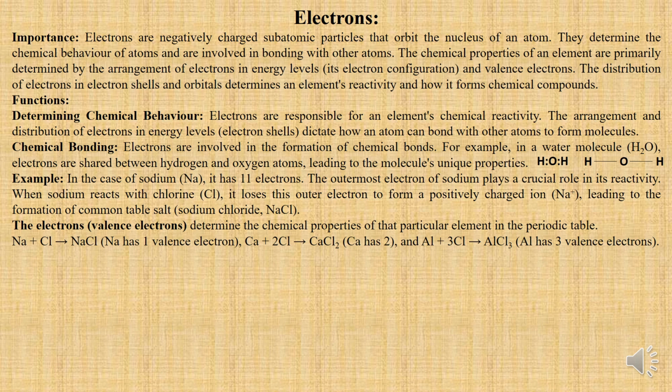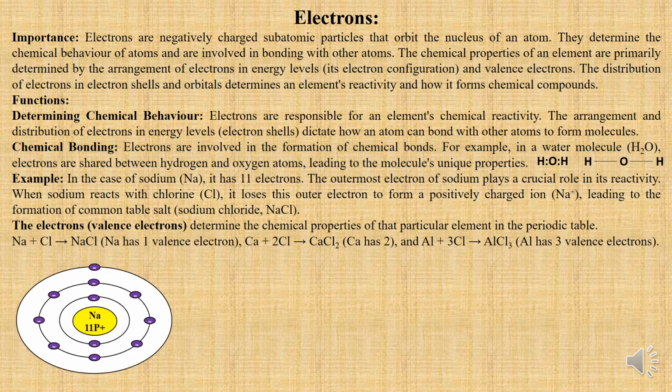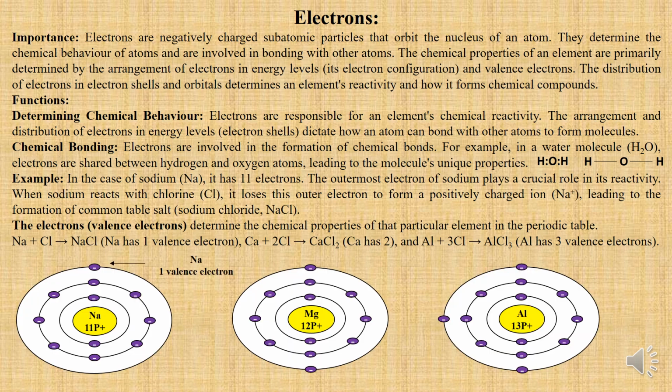Now, it is the valence electrons present in the outermost shell that play a crucial role in determining the chemical property of that particular element in the periodic table. Now, sodium has one valence electron and therefore it reacts with one chlorine atom. Magnesium has two valence electrons and therefore it reacts with two chlorine atoms. Aluminium has three valence electrons and therefore it reacts with three chlorine atoms.